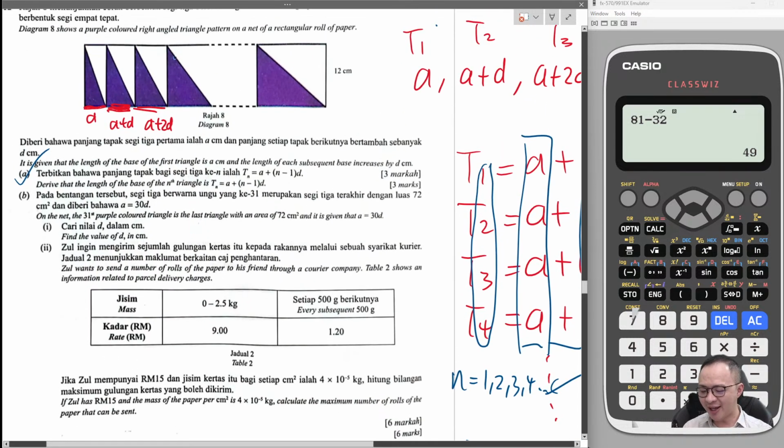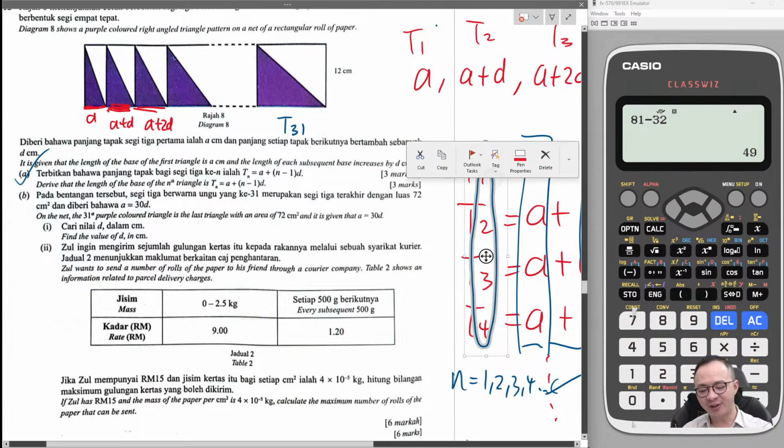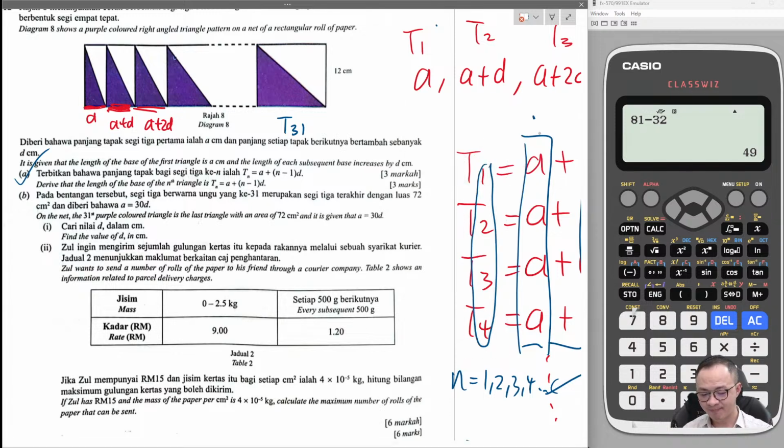Okay, on the net of 31, the purple color triangle. So on the net, the 31st purple color triangle is the last triangle, and the area is 72. It's given that A equals 30D. Find the value of D. So they tell us the last one is T31, and the area for the last one is 72, isn't it?